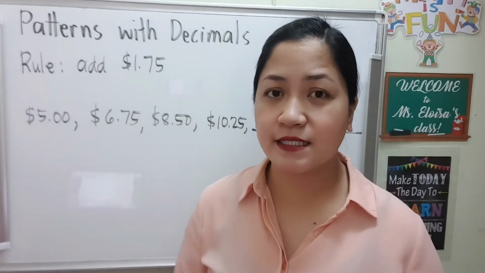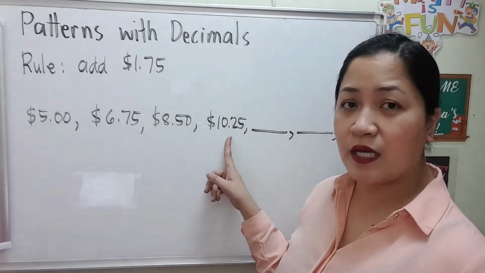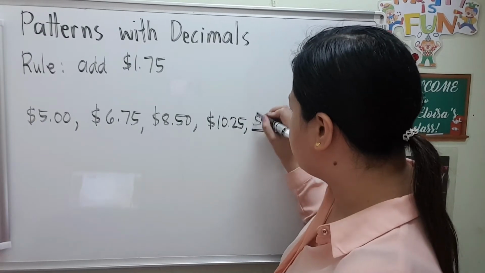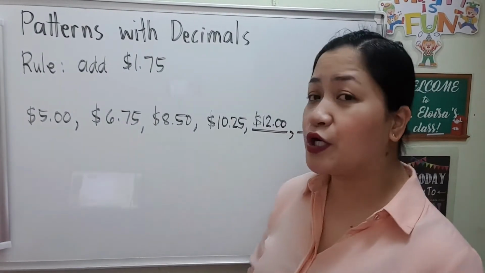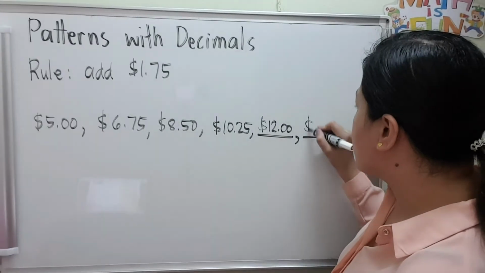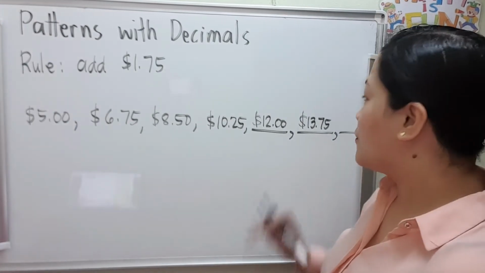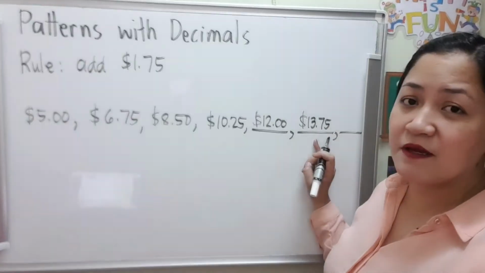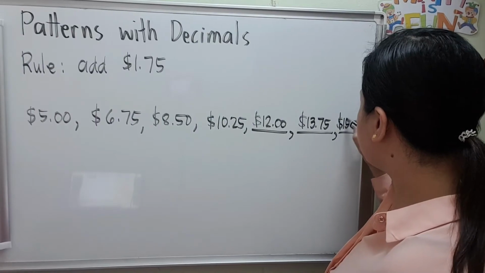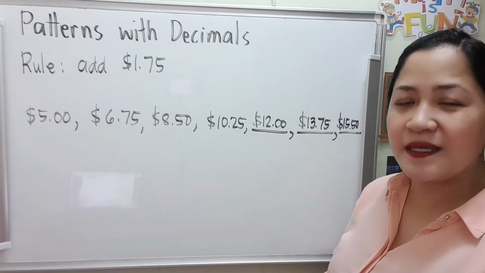Now we are asked to find the next three terms. So the last term that we have is $10.25. That means we are going to add $1.75 to $10.25, and that will give us $12. You can work on your addition. Then, adding $1.75 in $12 will give us $13.75. And the last term will be from adding $13.75 and $1.75. And that will give us $15.50. So that is how we find the next term in our sequence.